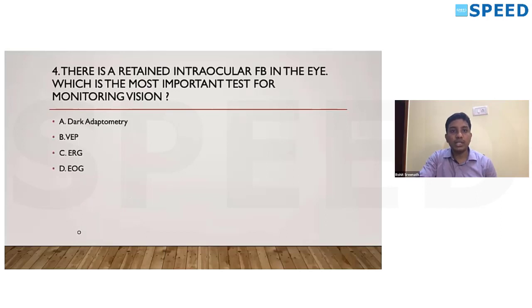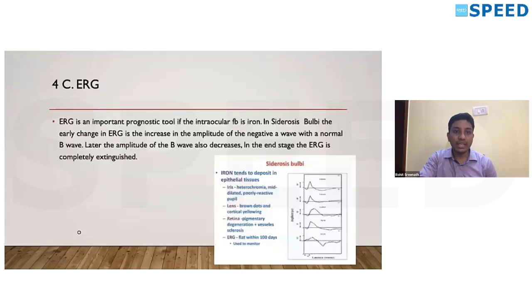So the last question: there's a retained intraocular foreign body in the eye, which is the most important test for monitoring the vision? The answer here is ERG. Why ERG? Remember, the most common intraocular foreign body is iron. So in siderosis bulbi, initially there is a decrease in the amplitude of the A wave with a normal B wave. Towards the end of the changes, there is a decreased amplitude of the B wave also. And in the end stage, the ERG B wave is completely extinguished. This is the feature of siderosis bulbi.